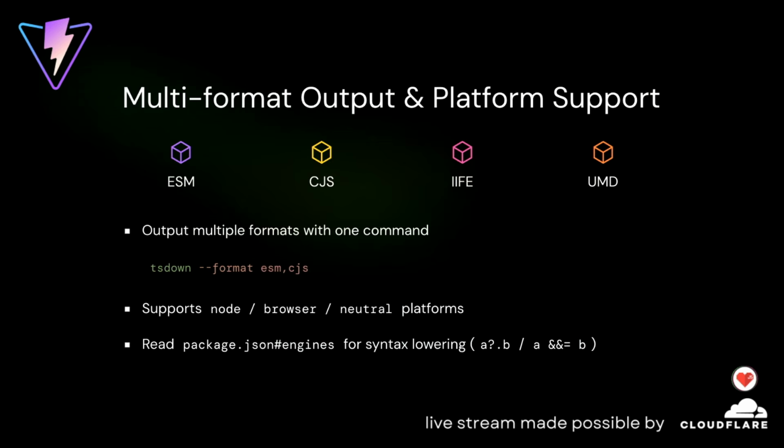And tsdown also reads package.json engines for syntax lowering. So if you use modern features like optional chaining or logical assignment, tsdown can automatically convert them to be compatible with older environments. So even if your library needs to run on something as old as Node 0.4.